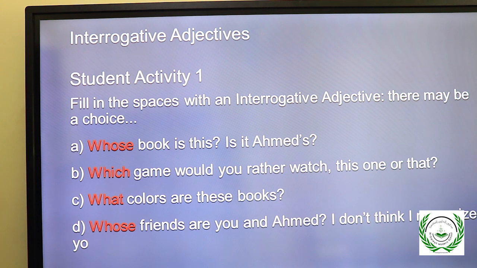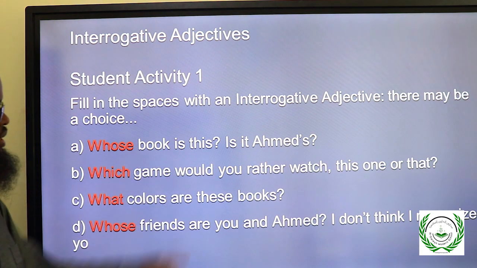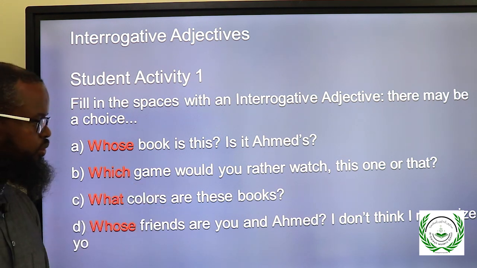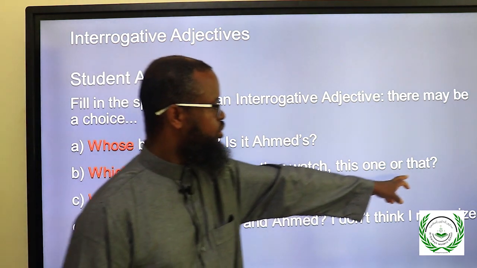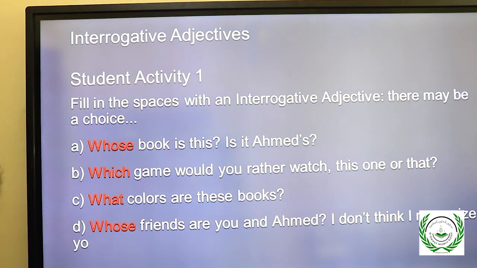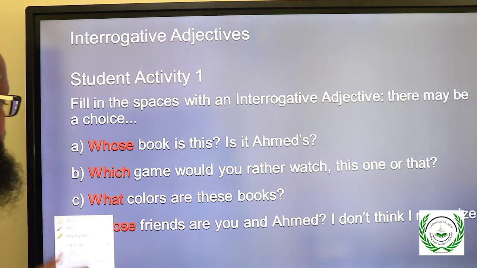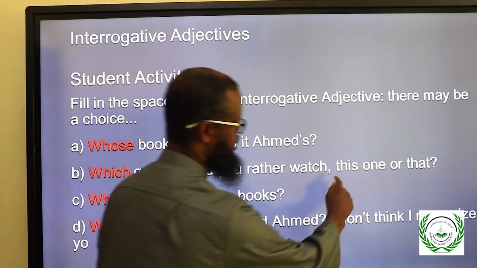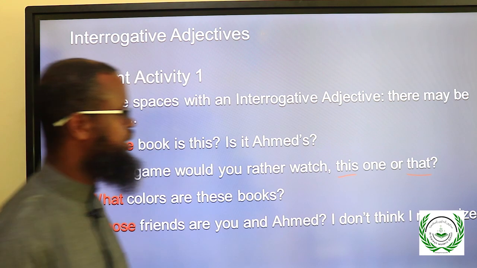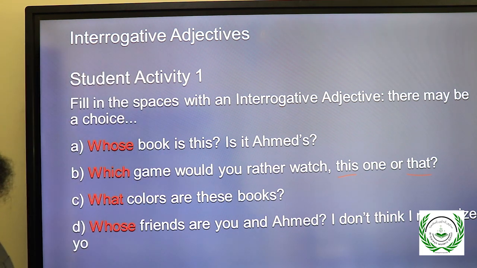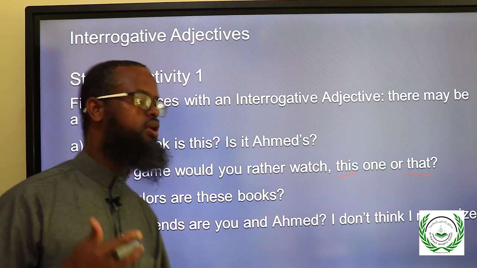Okay, here are the answers. Whose book is this? Is this Ahmed's? Which game would you rather watch? This one or that one? So notice that in part B, the interrogative adjective which is used, and it gives you the choice of this or that. So you have a choice here to answer. I would like to watch this game or that game.